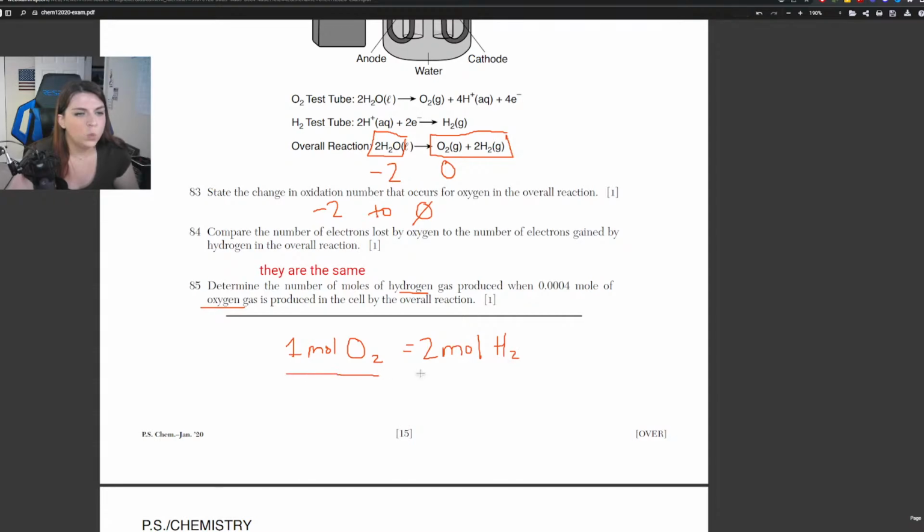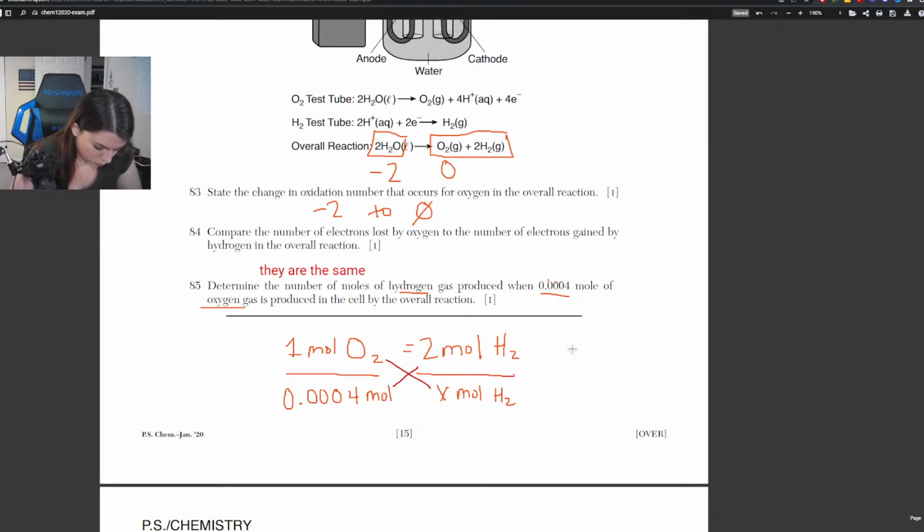But the question is, what if I had that many moles of oxygen? 0.0004 moles of oxygen. How many moles of hydrogen would I have? So when I cross multiply this and solve for x, I'm getting 1x and 2 times that number. 1x is just x. So I'm going to do 0.0004 times 2. And I'm going to get 0.0008 moles of hydrogen. And that would be the final answer.